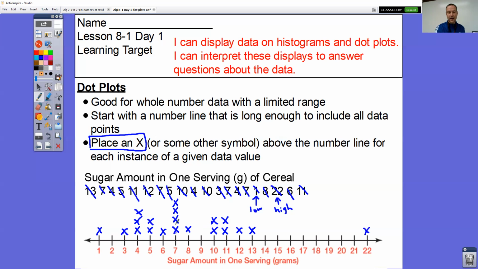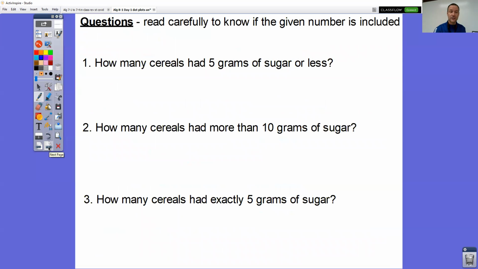All right, 7 grams. There's 4 different cereals that have 7, but there's a whole bunch that have 0, some that have 1, and some that have 2. So now you're going to be asked some questions about them.